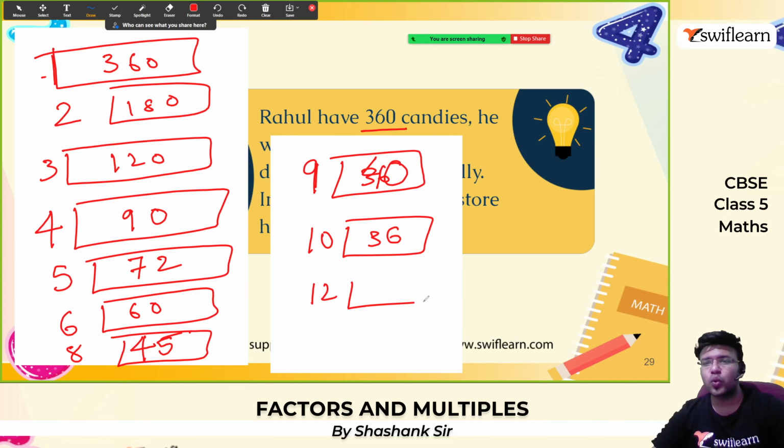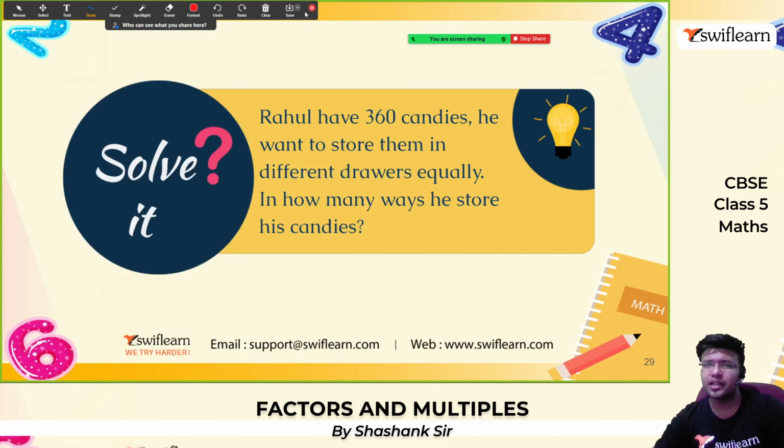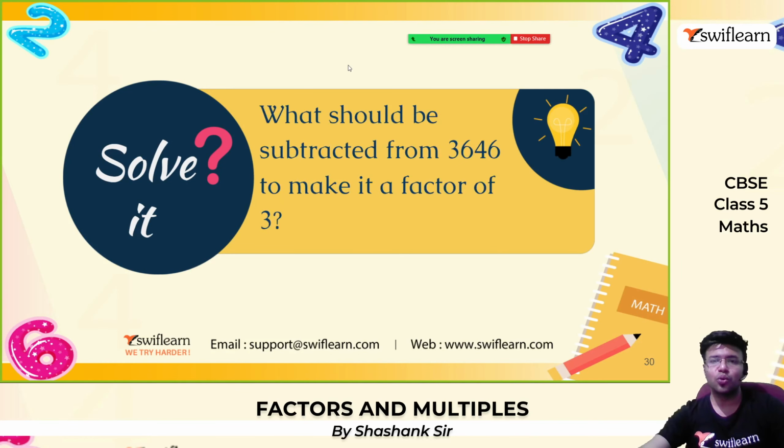Okay. So 12 30s, 30 chocolates in 12 drawers. Okay. So 15 twos are 30, 15 fours are 60. See, we are closing, nearing up, and so on. Okay, check out the more numbers from 15 to 24. That all arrangements he can store this.